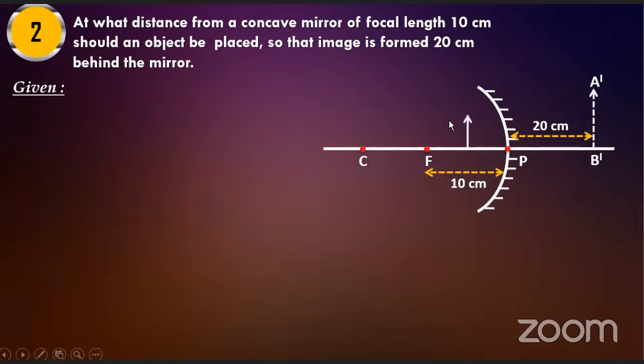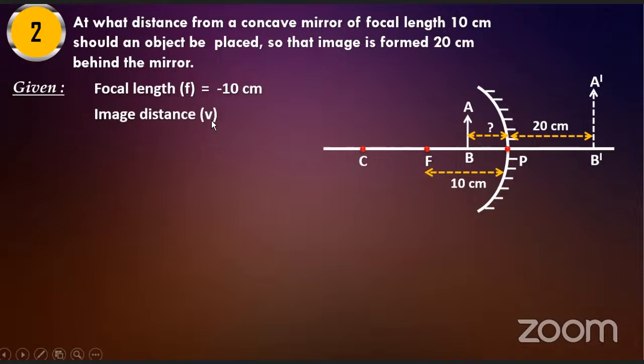So first of all, keep the object in between the F and P at a random distance. Assume that the object distance is what we'll represent with U. So U is the question mark here. Focal length is given, minus 10 centimeter. Don't ask again why minus came here; according to the Cartesian coordinate sign conventions, we know.